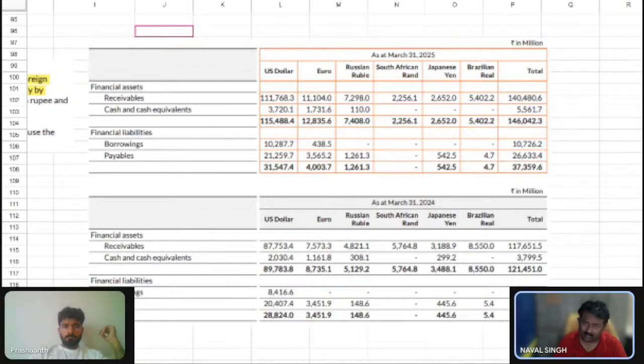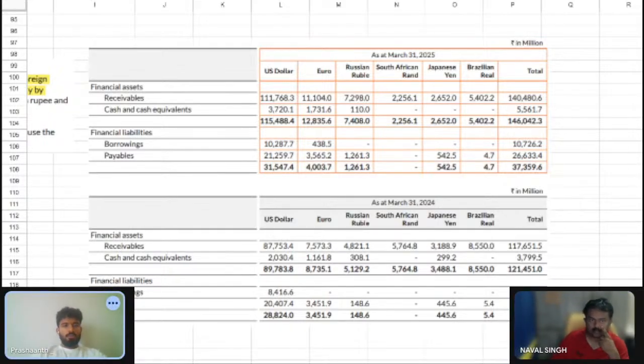So you are telling me that Sun Pharma doesn't have any receivables in rupee. They don't sell anything in India. That's not true. This is only with respect to foreign markets. Okay, understood. Foreign receivables, not the Indian receivables. Understood. Go ahead.